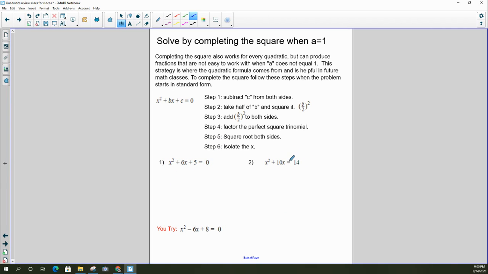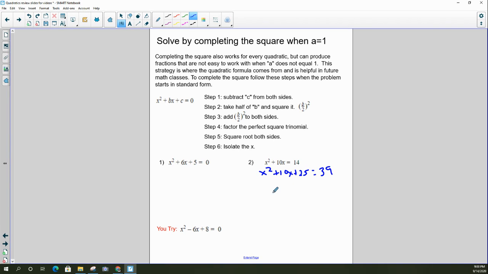All right, so on this one, the 14 is already over, so I do not need to subtract c over. I'm going to just go ahead and take half of b, so half of 10 is 5. I'm going to square that and add that to both sides. So 5 squared is 25, so I'm going to add 25 to both sides. I'm just going to combine a little bit of work here. 14 plus 25 is 39, so I'm just going to write 39 right here.